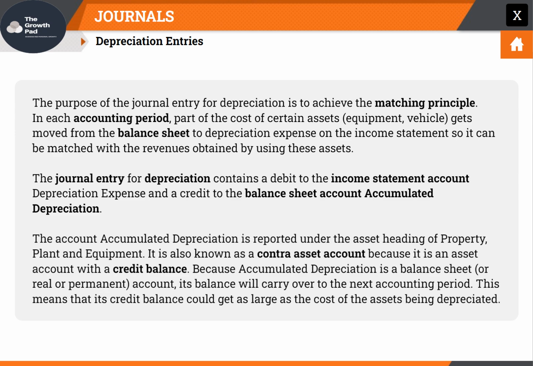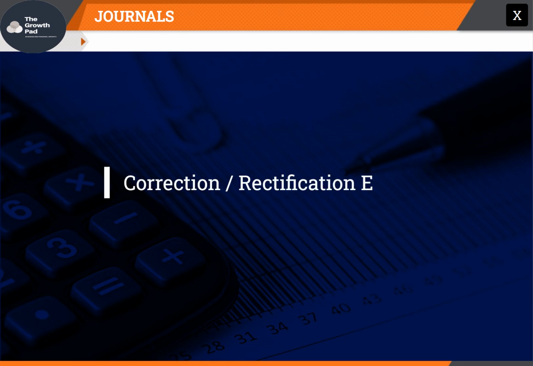The account accumulated depreciation is reported under the asset heading of property, plant, and equipment. It is also known as a contra-asset account because it is an asset account with a credit balance. Because accumulated depreciation is a balance sheet, or real or permanent, account, its balance will carry over to the next accounting period. This means that its credit balance could get as large as the cost of the assets being depreciated.